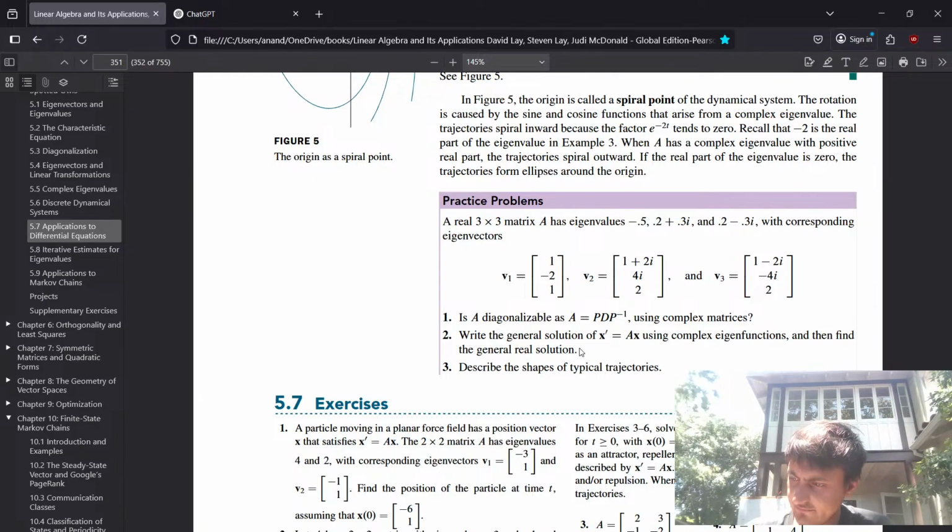Okay, then we have v1 equal to 1, minus 2, 1. v2 is equal to 1 plus 2i, 4i, and 2. v3 is equal to 1 minus 2i, minus 4i, and 2, because of the complex conjugate. Now, problem 2 is to write the general solution.